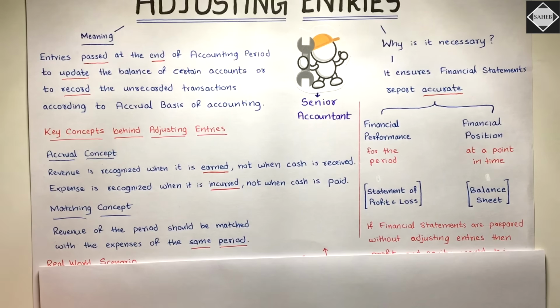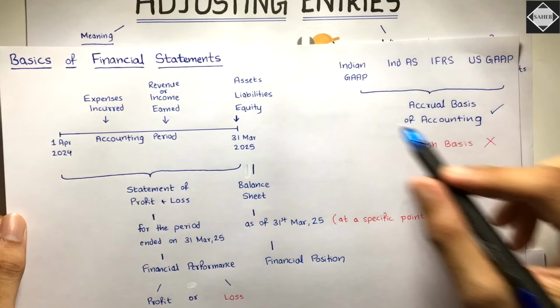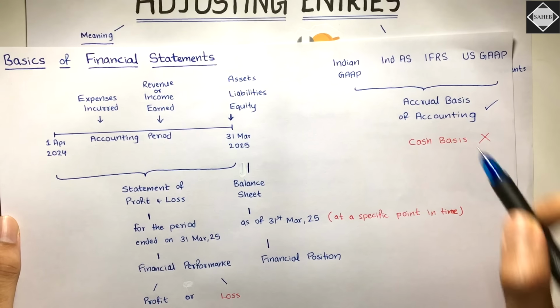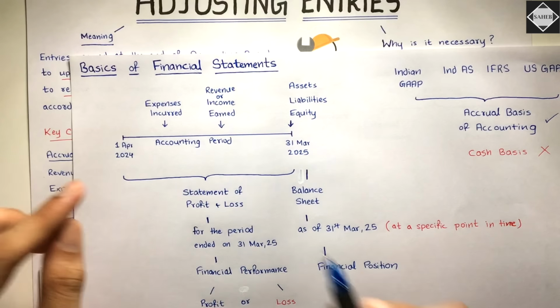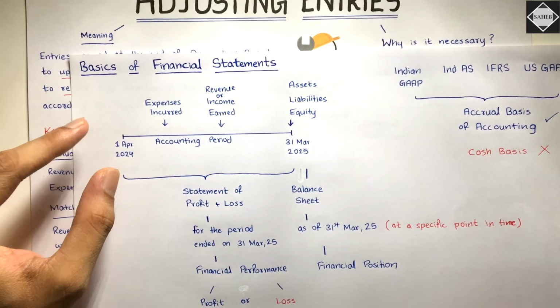So see here, let me just show you the basics of financial statements. You have to understand this properly. All the accounting standards say that we have to follow accrual basis of accounting, not cash basis. Fine. First thing. Second thing, see here, this is the accounting period: 1st April 2024 ends on 31st March 2025.